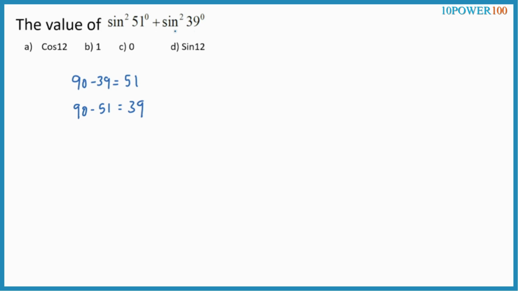Okay, I'm going to consider one of the terms here. I'll take sin square 39 itself. I'll write this as sin square 51 plus sin square of (90 minus 51). What is 90 minus 51? Already we have written that 90 minus 51 is 39. So I just replaced 39 by 90 minus 51.